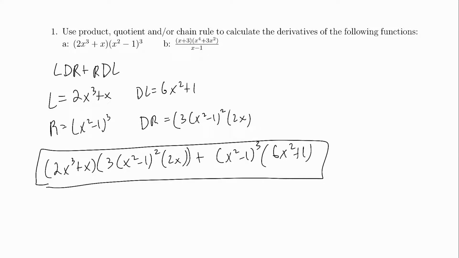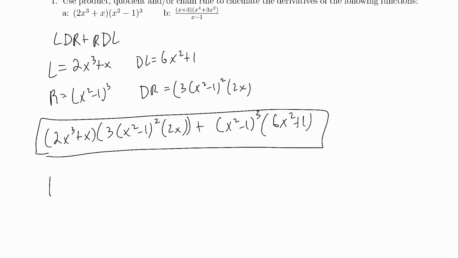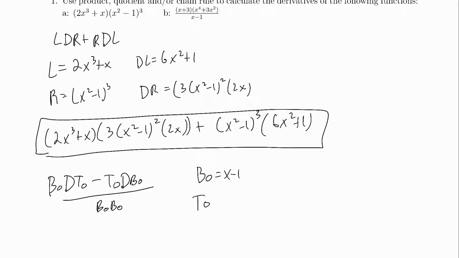And for B, we have a fraction of stuff, so that tells us we're going to use quotient rule. So quotient rule, bottom D top minus top D bottom over bottom squared. So let's write those things out. The bottom is x minus 1. The top, we have this multiplication, x plus 3 times x to the 4th plus 3x squared. To find the derivative of the bottom, well, it's pretty easy, it's just 1. And to find the derivative of the top, we have to use product rule.